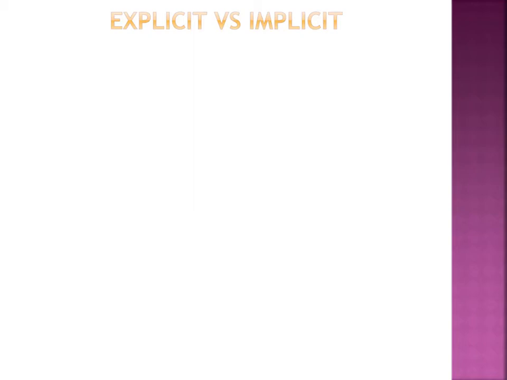We're going to begin with the difference between explicit and implicit functions. Explicit functions are very clear. It's very direct. For example, if I tell you that you need to do your homework or you're going to fail the class, that's very clear. You know that you're going to fail the class if you don't do your homework.